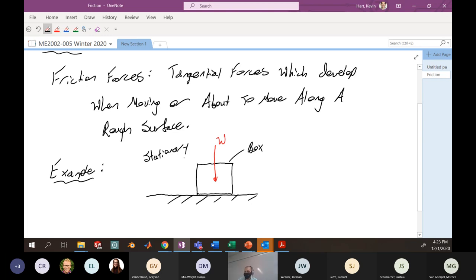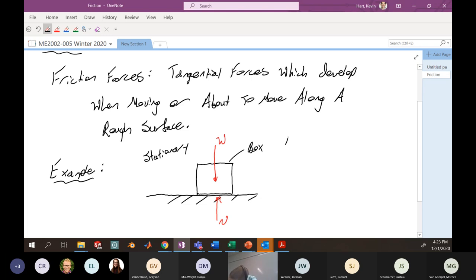okay, if this thing is not moving, then to balance this out with equilibrium, obviously we have to have some normal force, let's call it capital N, that opposes the weight of the box to keep this thing stationary, right? Now, let's say that I want to move the box to the right. Well, anybody that's moved anything in their life knows that you can apply some force to the side of the box to push the box along the plane and move it.